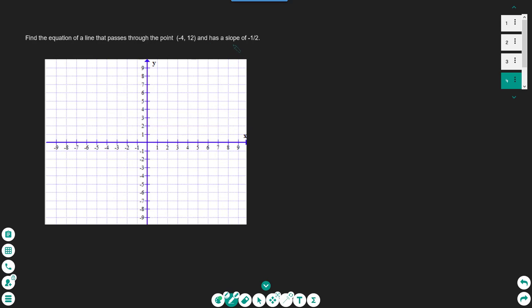So what's different between this one and the one that we just did previously? Well, the only difference is they didn't give us the equation of the line that we're trying to make a new line parallel to. All they gave us was the slope. So they're just saying, I want it to go through the -4 and 12, and I want it to have a slope of -1/2. So in fact, they've actually done some of the work for us.